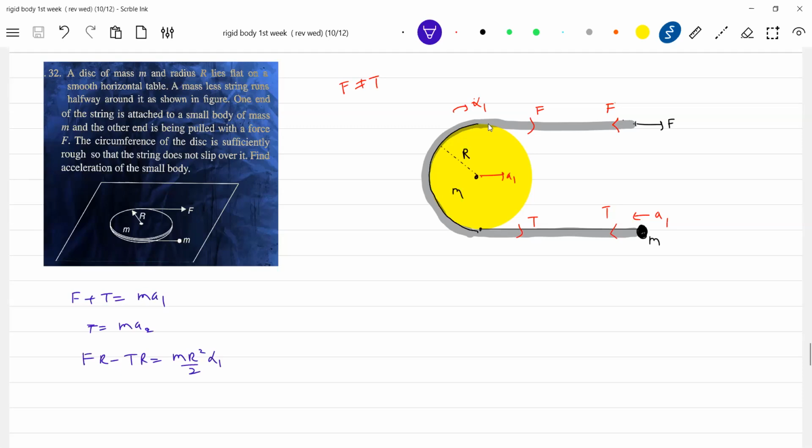So I'll directly take help of this point P. A1 and A2 are labeled as in the diagram. There's a string, no? String is inextensible. So acceleration of point P should be equal to acceleration of this particle. APX should be equal to A2. What is APX? A1 minus R alpha 1.